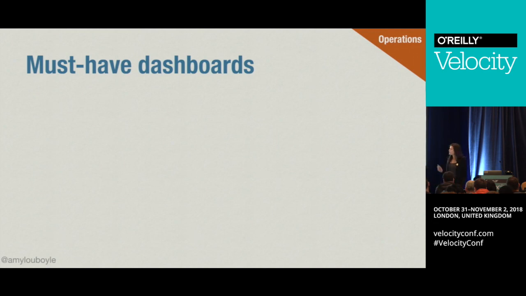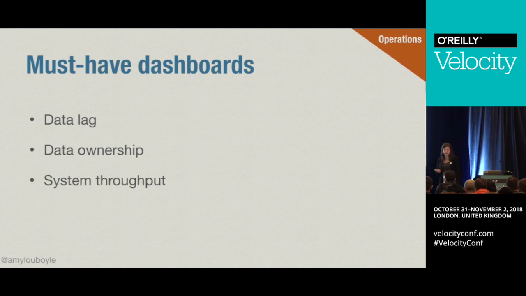To recap a bit, some of our must-have dashboards for each of our streaming services would be data lag, data ownership, system throughput, and anything related to our SLIs. We're also going to have alerts set up for all of these things. It should go without saying, but your alerts should be actionable. I heard at a couple of different talks about how things went really wrong, and one of the key factors was people just snoozing their alerts because they were noisy. So don't do that.